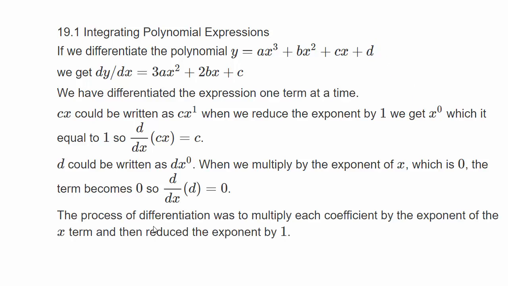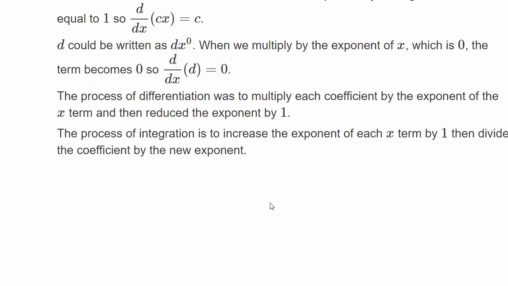The process of differentiation was to multiply each coefficient by the exponent of the x term and then reduce the exponent by 1. The process of integration is the inverse of that, so we start by increasing the exponent of each of the x terms and then divide by the new exponent.